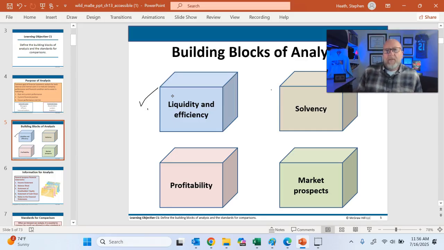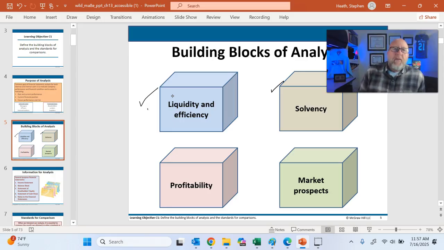Then we have solvency. And solvency is, are we going to be able to, over the long run or long term, pay off our debts and obligations? Okay. Do our total liabilities exceed our total assets? If they do, we are what we call insolvent.